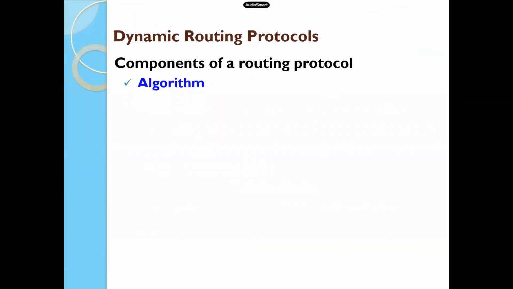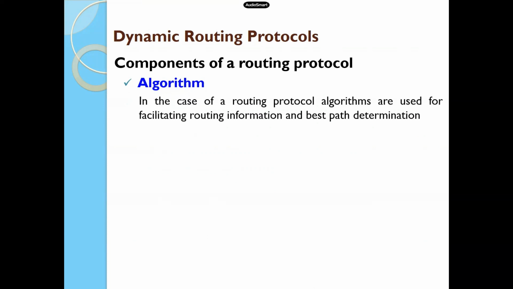Now, what are the components of the routing protocol? Basically, there's an algorithm. There should be some means of intelligence to the network. Algorithm, if you guys remember from the programming course, it's a set of rules that the program should obey to find a solution. And in this case, the routers will be programmed on certain criteria on how to find the best path. So in the case of the routing protocol, algorithms are used for facilitating routing information and best path determination.